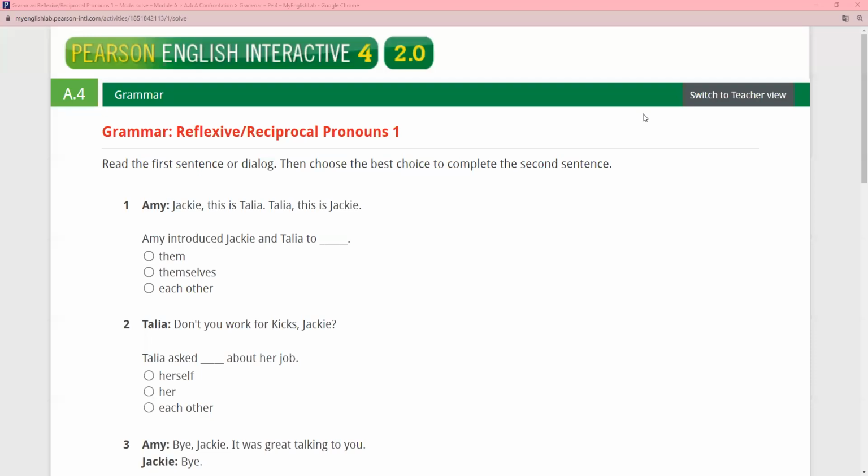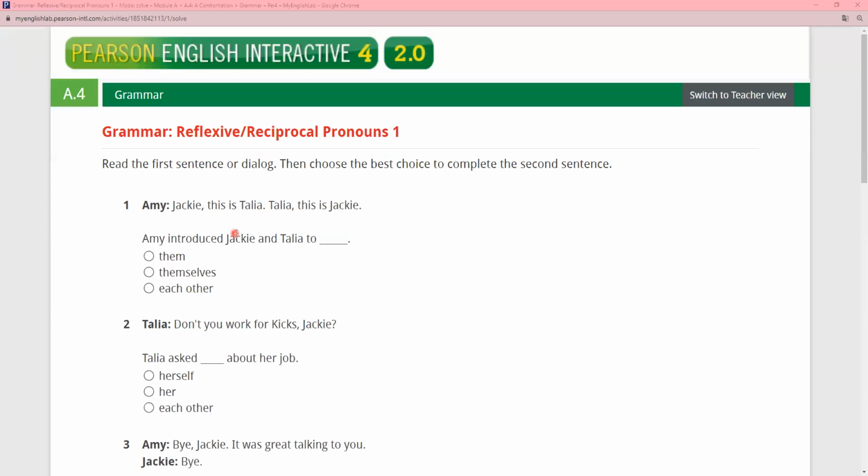Okay, so we're going to continue with this little practice. With this we're going to finish. Read the first sentence or dialogue and choose the best choice to complete the second sentence.